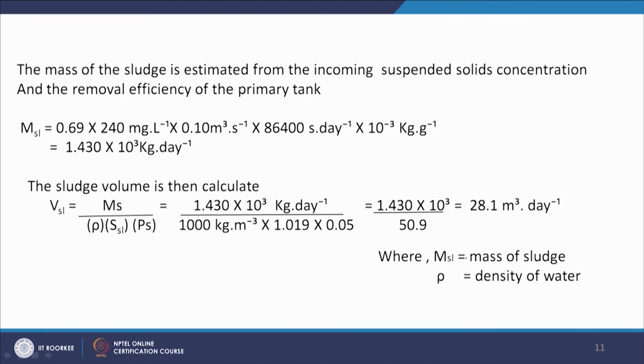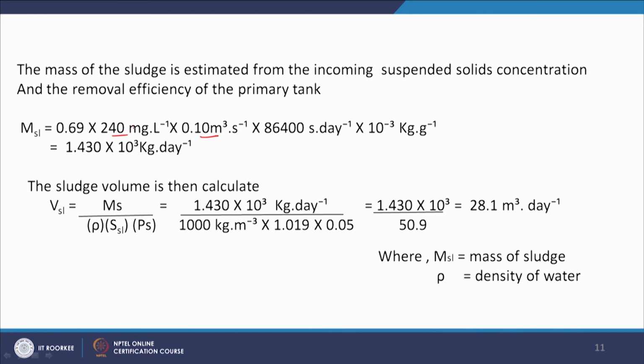Now, the mass of sludge is estimated from the incoming suspended solids concentration and the removal efficiency of the primary tank. So, how much solid will be removed in the sludge, that we can calculate on the basis of this expression. Here efficiency is 69%, this is your volumetric flow rate, this is your concentration of the solids, and this is the efficiency. So, that will be per second. If you want to convert it into per day, you have to multiply, and there is some unit conversion, 10 to the minus 3 kg per gram. So, then we are getting M_SL equal to 1.430 into 10 to the 3 kg per day.